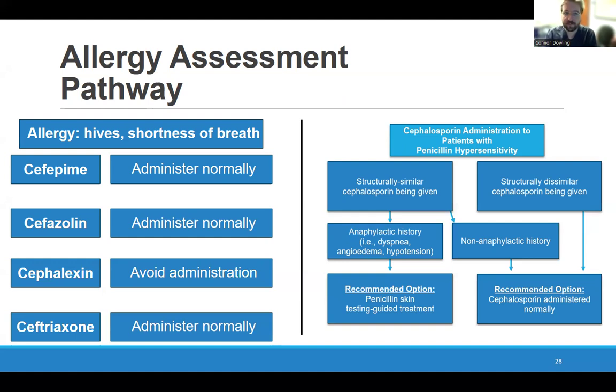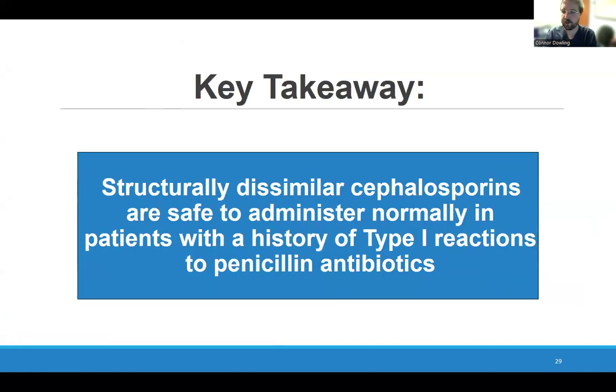And so this is a lot of information. If there is one thing to really take home from our cephalosporins and penicillin allergy histories, structurally dissimilar cephalosporins are safe to administer normally in patients with a history of type 1 reactions to penicillin antibiotics. So thinking about our ceftriaxones, our cefazolins, our cefepimes of the world, when we see those amoxicillin, penicillin allergies, if they have an anaphylactic or non-anaphylactic reaction, we can go ahead and safely give those structurally dissimilar cephalosporins.